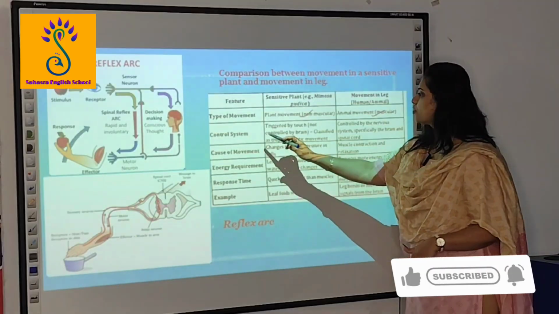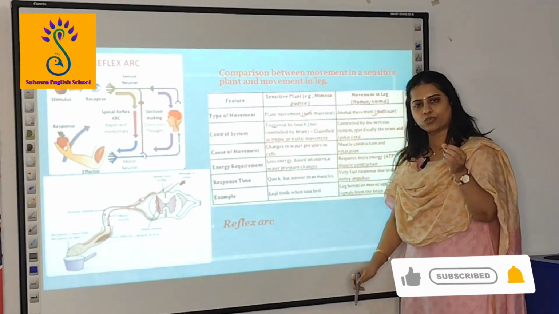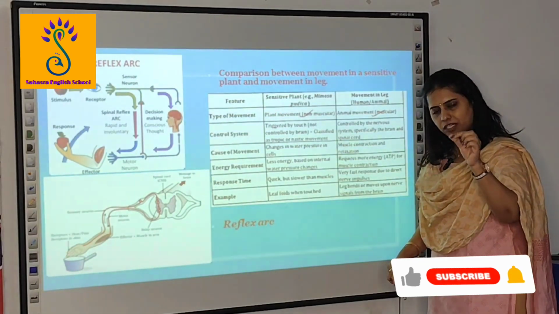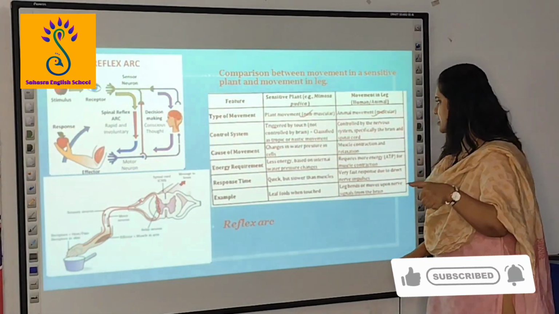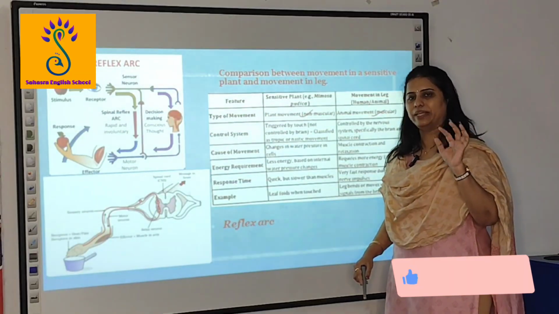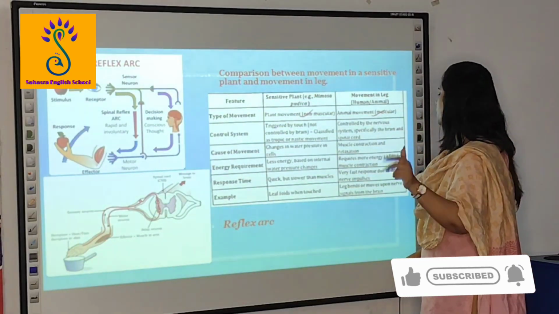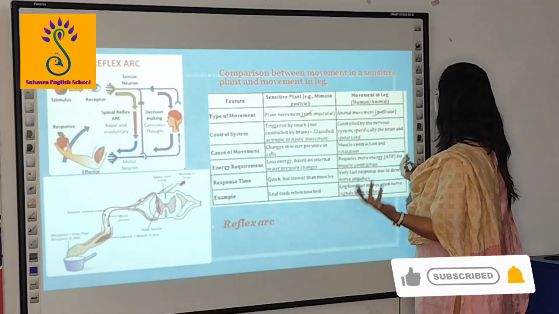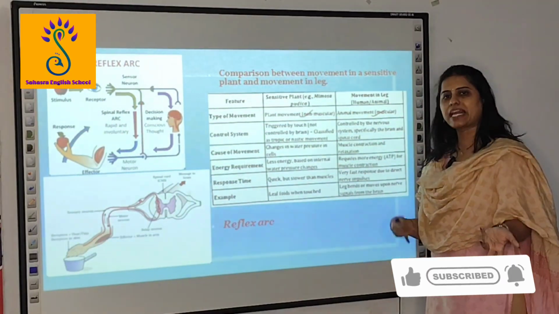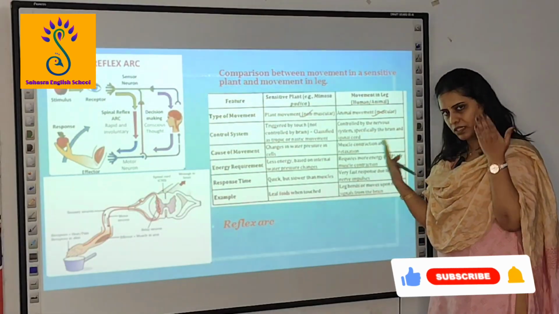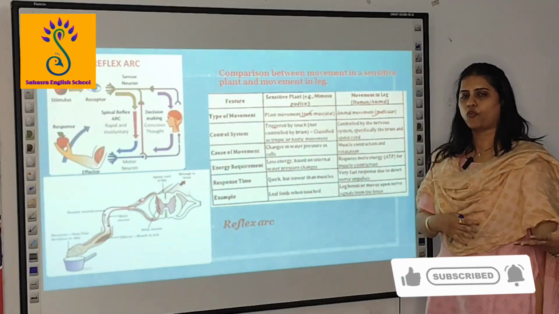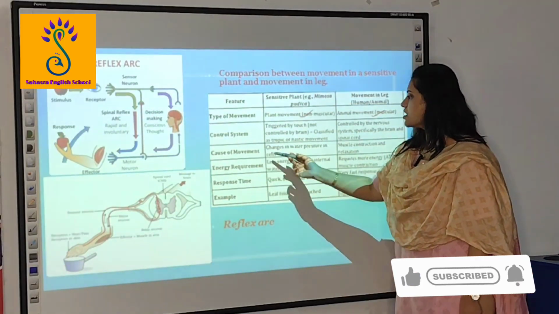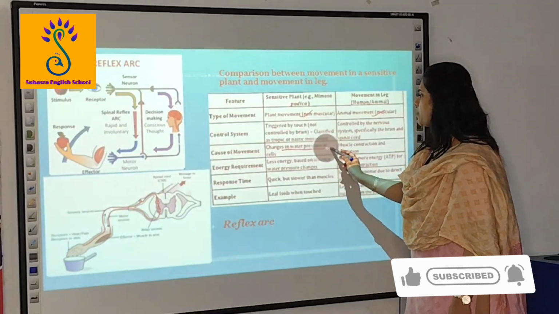Okay. Control system. Closure of the leaves of touch-me-not is triggered due to touch, an external stimulus, isn't it? That is nastic movement. Nastic, not trophic. The movement of the leg, of human beings or any animal, is controlled by the brain. The brain tells you whether to move or not, isn't it? And the spinal cord, the central nervous system, you can write. Cause of the movement in the plant is changes in the water pressure in the cells.